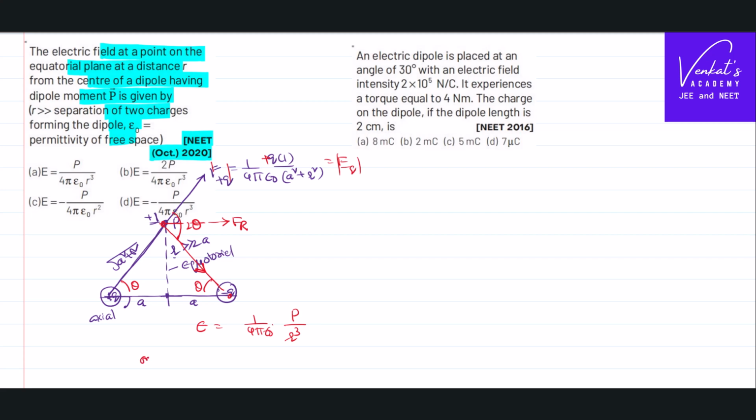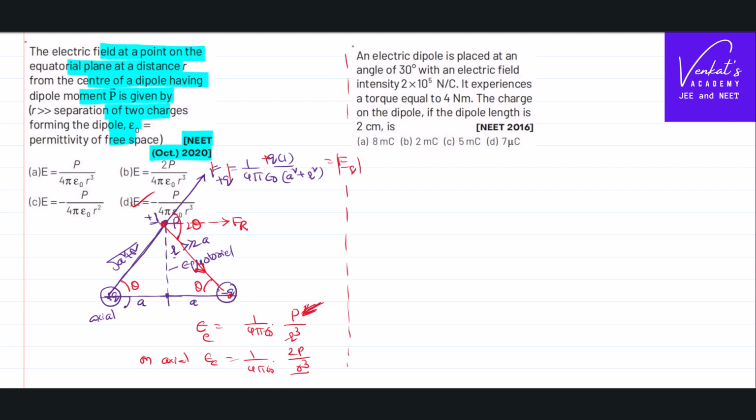whereas on the axial line it is double, as 1 by 4 pi epsilon naught 2p by r cube. Since he is asking about the equatorial line, option D is the right answer for the problem. You can look into the derivation, which I have made even in magnetism. There, instead of electric dipole moment, I will get a magnetic dipole moment, capital M, but the equations remain the same.